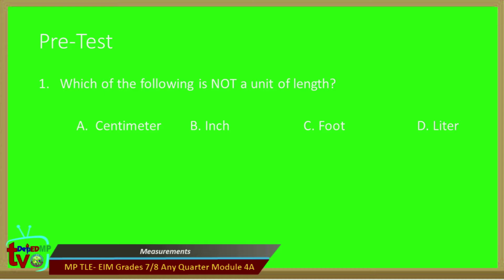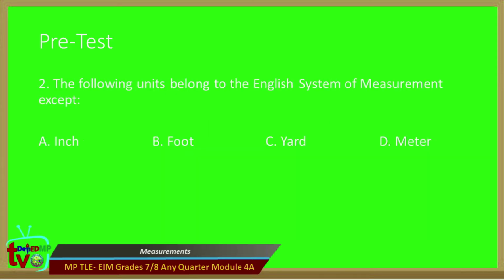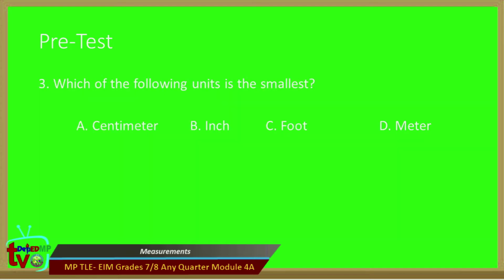Number 1. Which of the following is not a unit of length? A. Centimeter, B. Inch, C. Foot, and D. Liter. Number 2. The following units belong to the English system of measurement except A. Inch, B. Foot, C. Yard, and D. Meter.